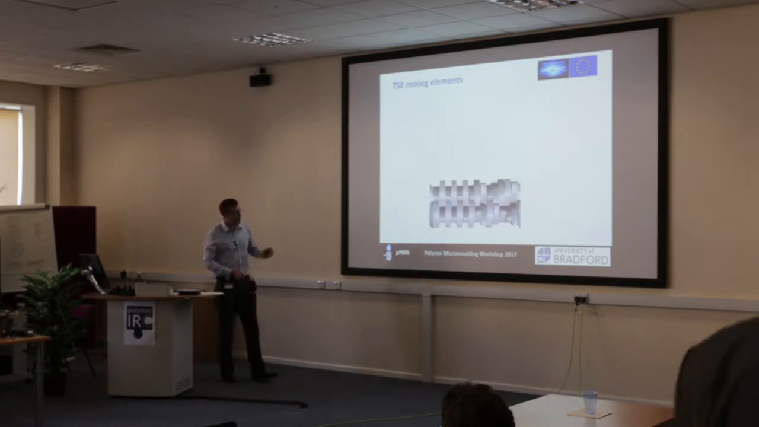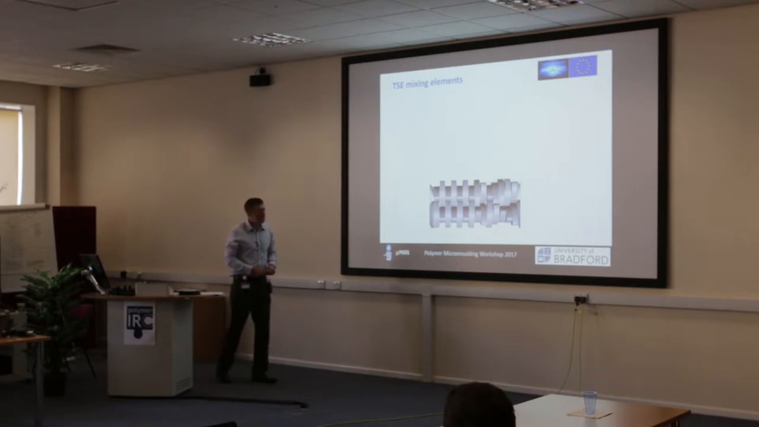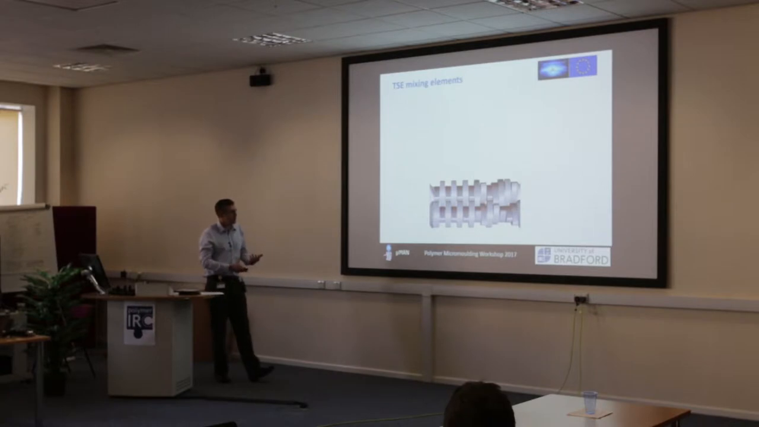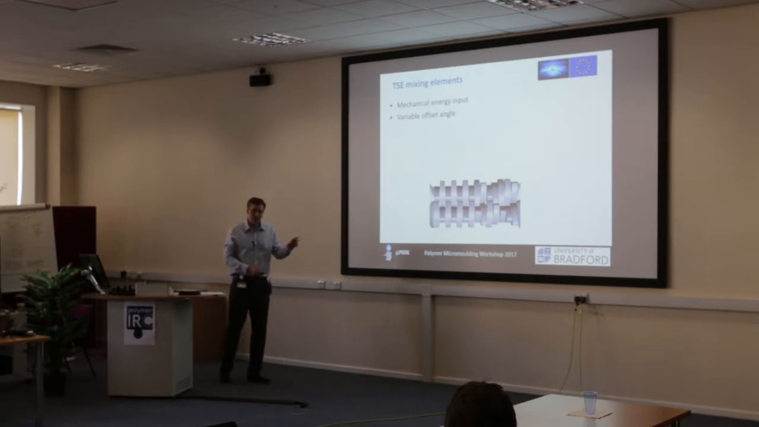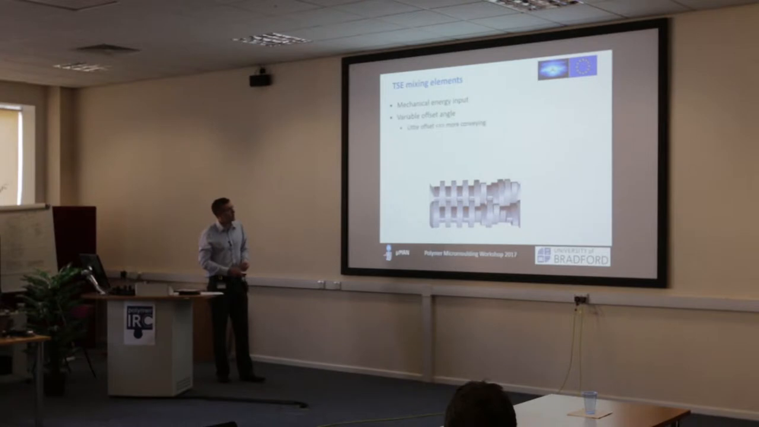The other types of elements that are used are these kneading blocks. So the kneading blocks are what give the extruder its mixing. So these put a lot of mechanical energy into the system, and we can change the angles of these kneading elements to change the amount of mixing we put in.